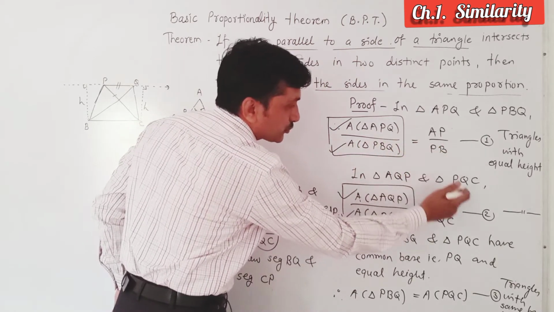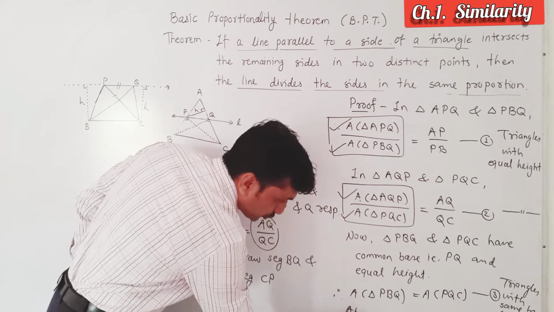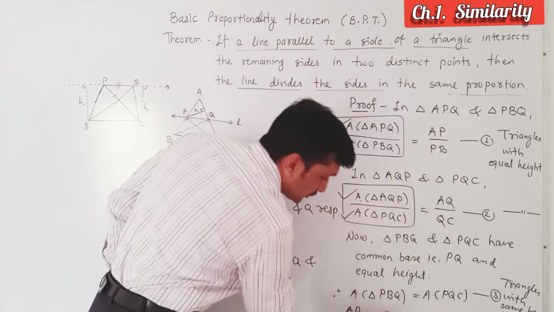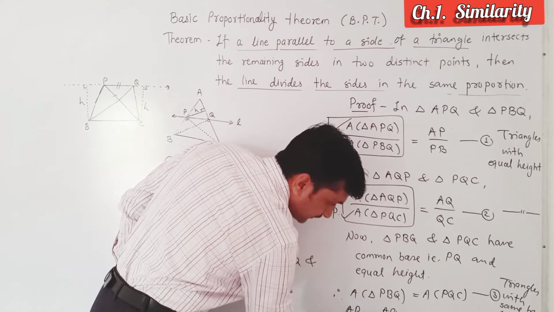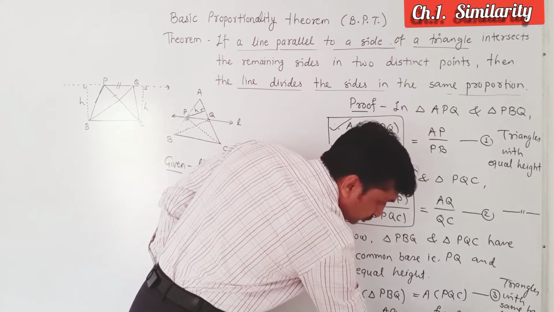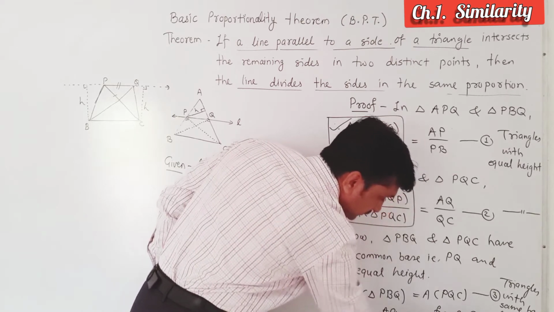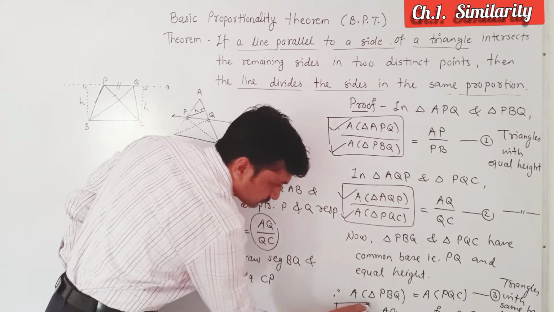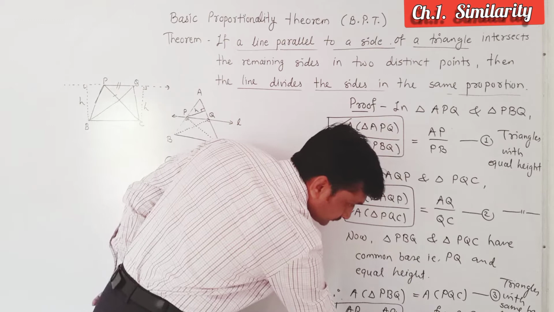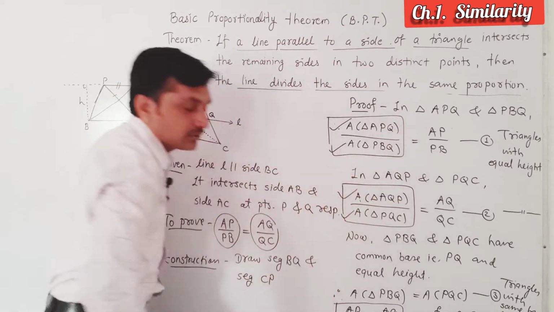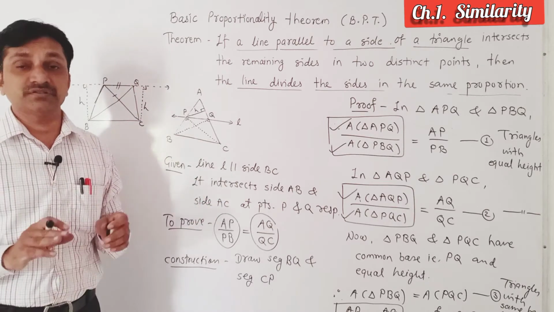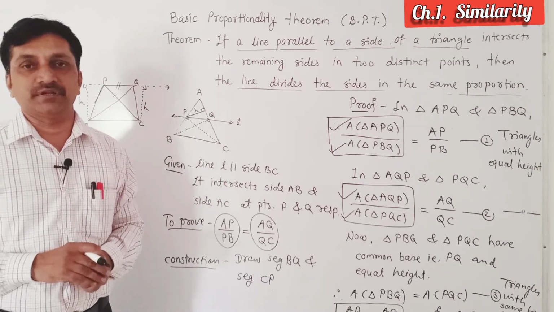What are the right sides of 1 and 2? AP upon PB is equal to AQ upon QC. And here from 1, 2 and 3, it is proved. See, hence proved. In this way, the basic proportionality theorem is completed. It is very easy and important for your examination.